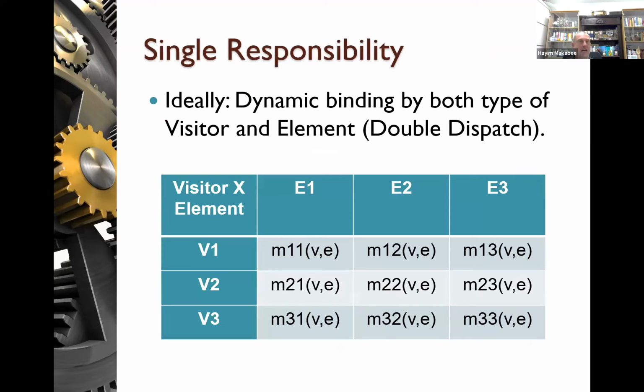And the only way to fix it is to use something called double dispatch. I don't know a single programming language that has double dispatch. It is a conceptual idea. Double dispatch is dynamic binding on both the type of visitor and the type of element. So you have a matrix. Depending on the type of the visitor and the type of the element, you choose the method.